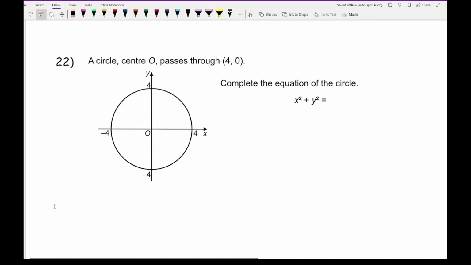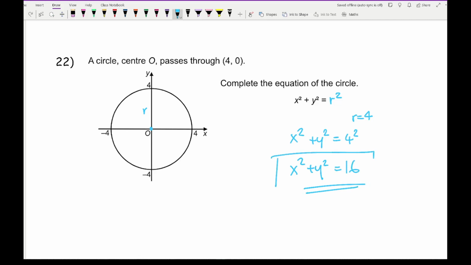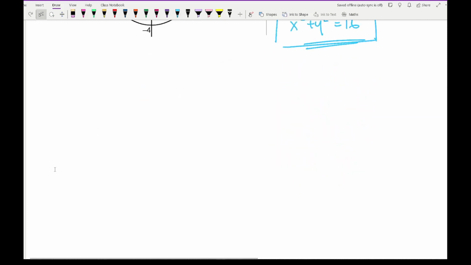Moving on to question 22, it says the circle with center O passes through 4, 0. Complete the equation. So for this, we already know that the center is at 0, 0. So r is the radius, so it's r squared. So r equals 4. Then we've got x squared plus y squared equals 4 squared. So x squared plus y squared equals 16. And there is my final answer. You could possibly leave your answer as that, but I would say what's written in the box is probably going to be what they're after.